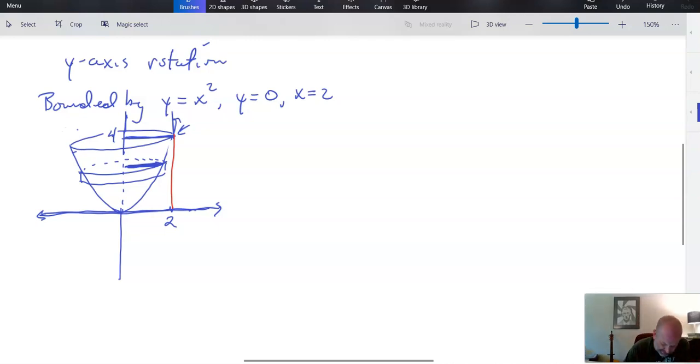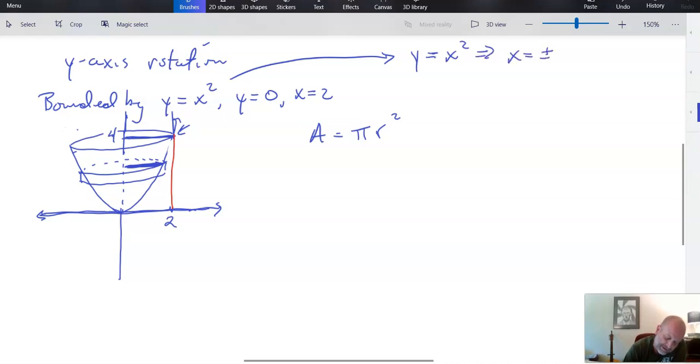So let's look at this disk here. I know the surface area is going to be pi r squared, right? That's my area. And so I need this radius as a function of y, and it's going to come out of y equals x squared. If y equals x squared, then x is equal to plus or minus the square root of y. Now that's not a function, right? Because I have two output values for this one input value.